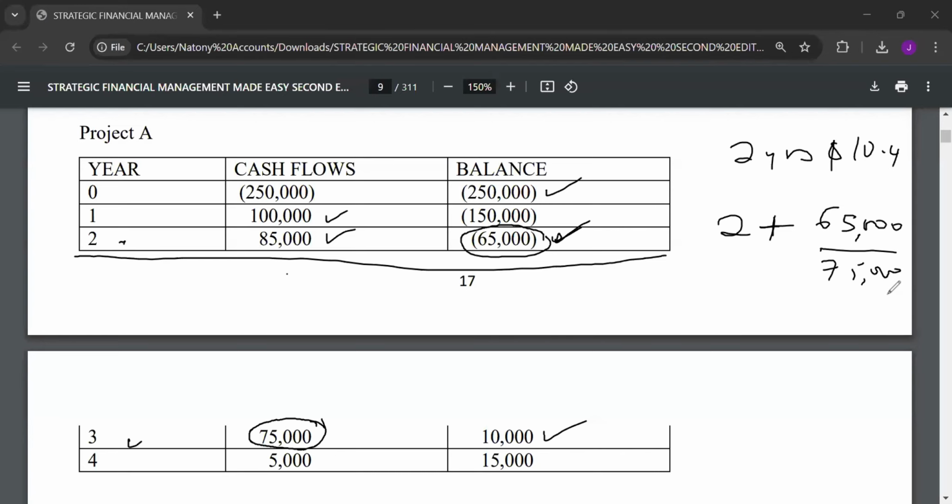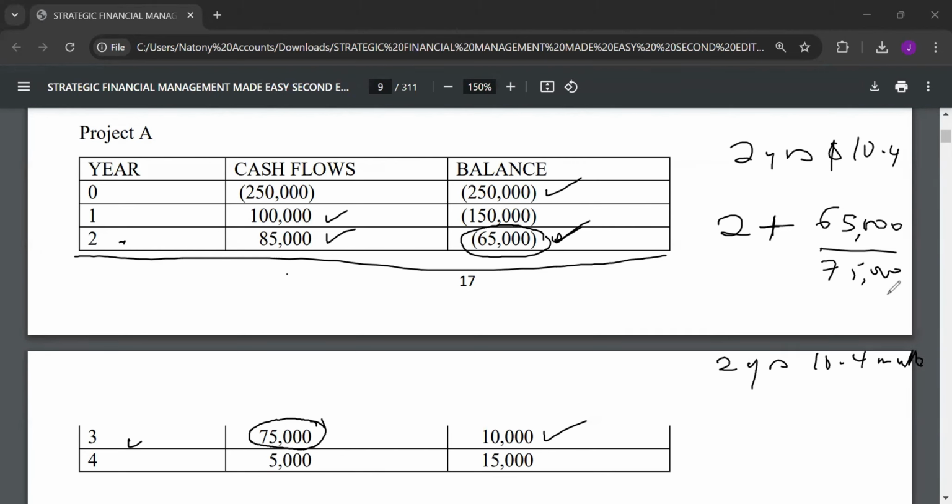So that gives 0.86666. So this 0.8666 that you got in your calculator, multiply it by 12 to convert it to months. Now it is in decimal places, so times 12. So that takes you back to 2 years, 10.4 months. Okay, so that's just all about the payback period.